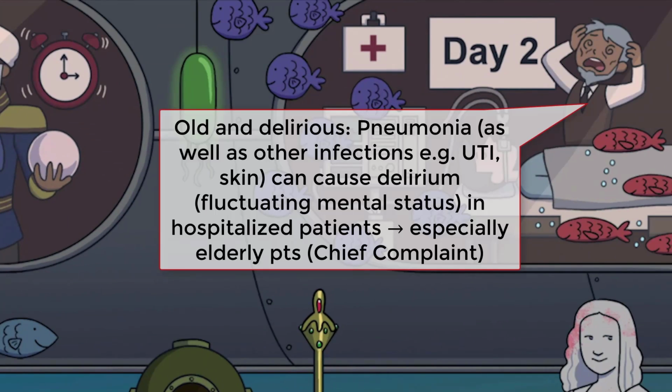Another sign to watch out for is delirium or fluctuating altered mental status, which can be precipitated by all kinds of infections in hospitalized patients, most commonly urinary tract, respiratory tract, skin, and soft tissue infections. Hospital delirium is especially common in the elderly.